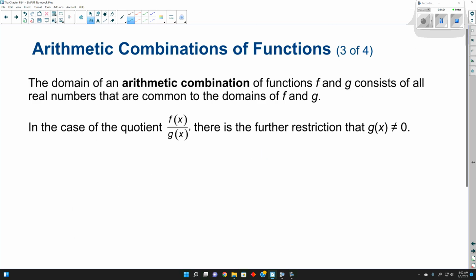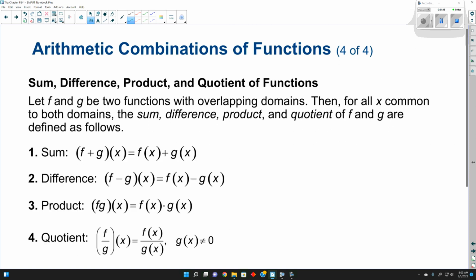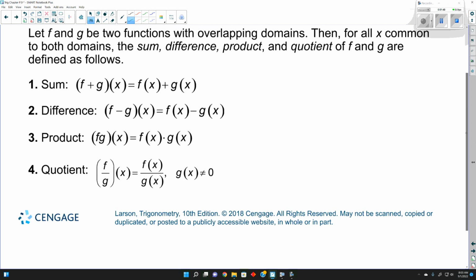The domain of arithmetic combinations of functions f and g consists of all the real numbers that are common to both the domains of f and g. In the case of quotient, there is a further restriction that g cannot be 0, because since g of x is in the denominator, we're dividing by it. Anything that would make it be 0 is going to be a restriction. So we have the sum, the difference, the product, and the quotient. And again, we've covered this before, because we did this in Algebra 2.